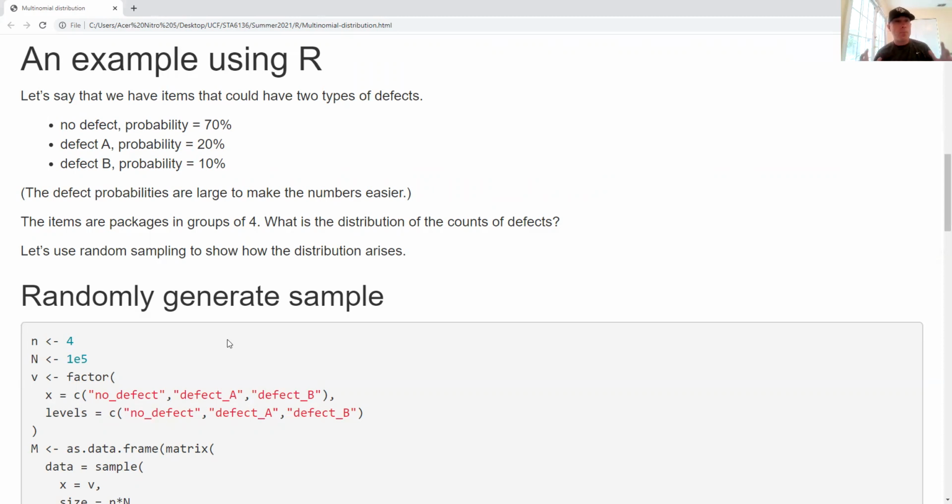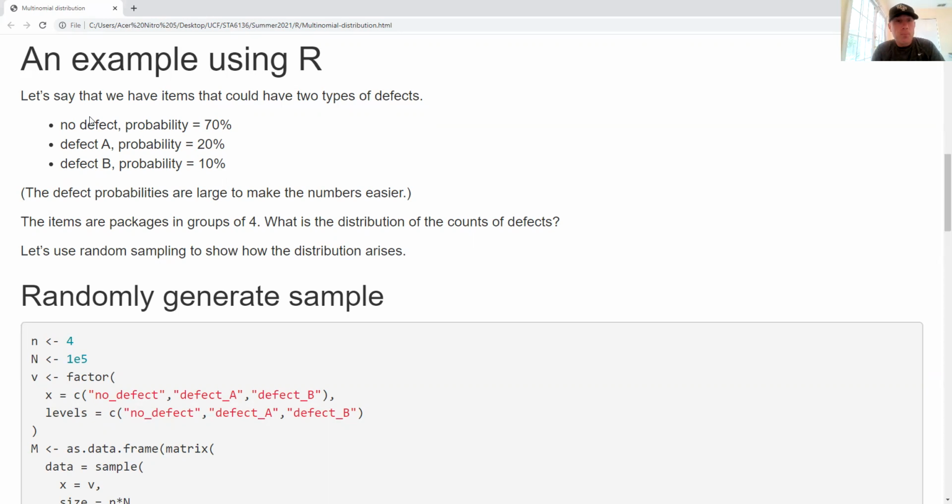Okay, so let's go ahead for this example. Let's say that I have packaging of items, and let's say I've got 4 items per box. Now when I go through and do my quality assurance checks, it's possible that each individual item either has no defect, or a type A defect, or a type B defect. All right, so I have 3 possible outcomes: no defect, type A defect, or type B defect.